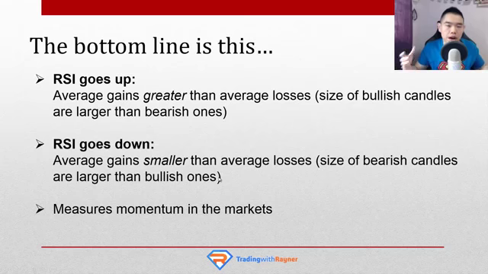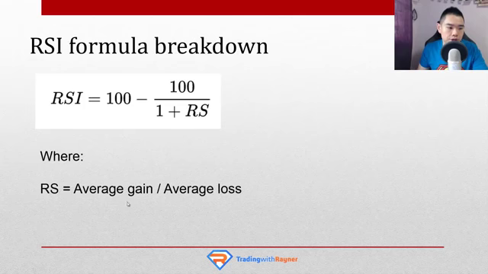In other words, what the RSI indicator does is measure momentum in the market. One thing to share is that for the calculation of the average gain and average loss, I use a very simplified version. I think for the RSI indicator, they use an exponential calculation. It's a little bit more complicated, but the concept is the same. It's just that the way they calculate it is more complicated. So just a disclaimer.